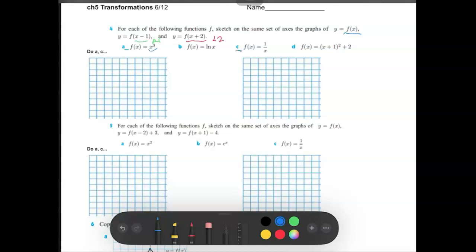So x cubed. Let's draw the parent function first. The parent function for x cubed would be, let's see, negative 2 to the third would be negative 8. Negative 1 to the third would be negative 1, 0, 1, 8, something like that. Okay, so let me draw the axes here, and then I'm going to draw it here. It's going to go off the edge of the page, so not ideal, but there's the parent function for x cubed. And now I'm going to do the green function, which is 1 to the right. And then I'll do the red function, which is 2 to the left.